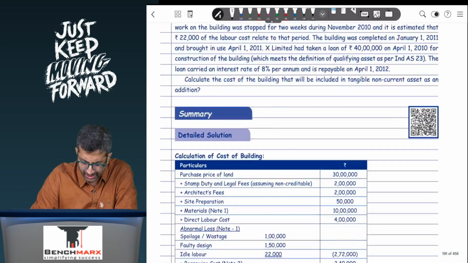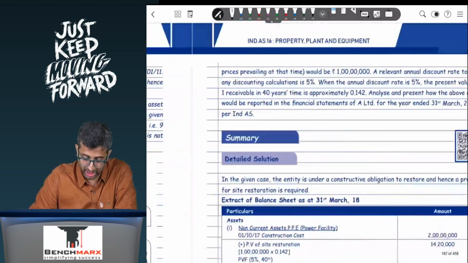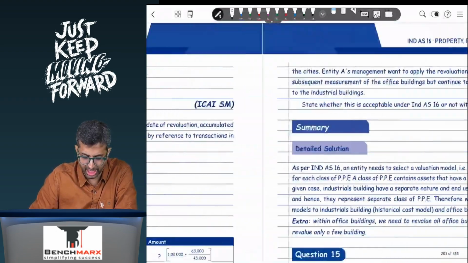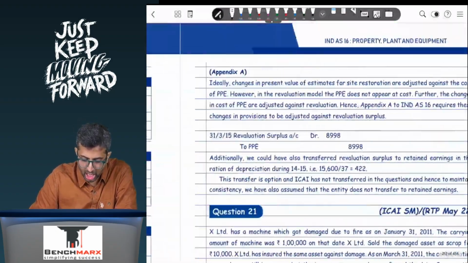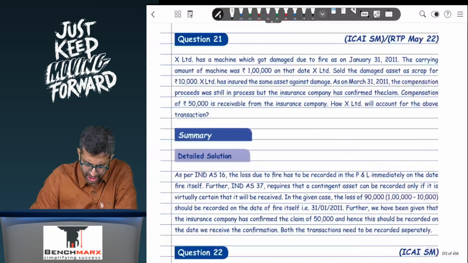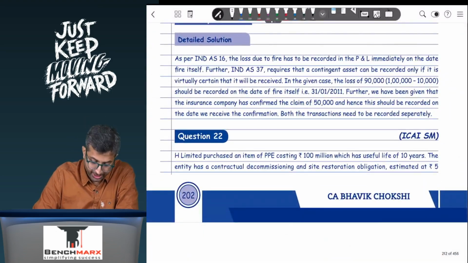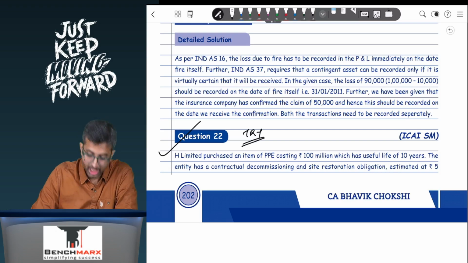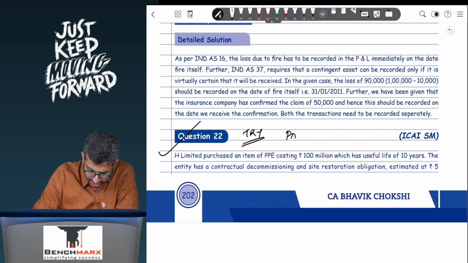Question number 3. This you will read before tomorrow's class, and for a better understanding, you will go to question 22. I think over here you will try this. Okay, first part of this. Let me just read this once. Question 22. This you have to try. This is only the part A. Part B we have not yet done.